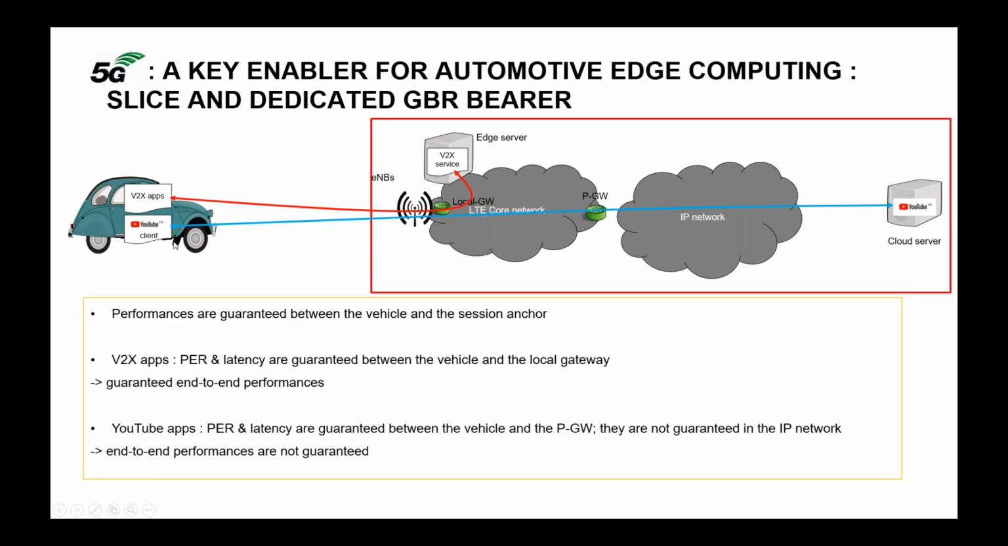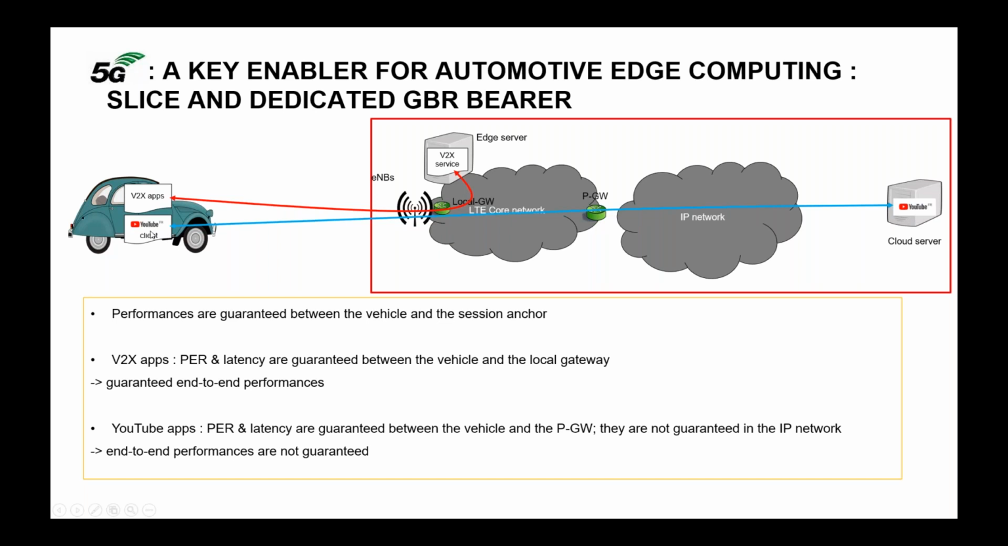So something important is when you establish a connectivity, the performance is guaranteed between your application on the vehicle and the session endpoint. So if you establish a connectivity between a YouTube server and a YouTube client here, the session endpoint is this guy, the packet gateway, as the interface between the IP network and the LTE network. So that means that the quality of service that you have negotiated is bounded between your client and this point here. But thereafter, there's no guarantee of service.